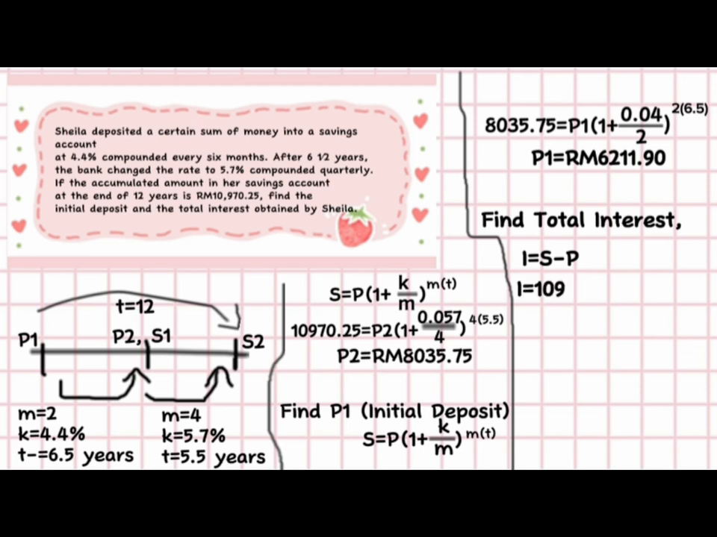Lastly, to find the total interest, use the formula I equals S minus P. I equals 10,970.25 minus 6,211.90, and we will get the answer 4,758.35 ringgit.